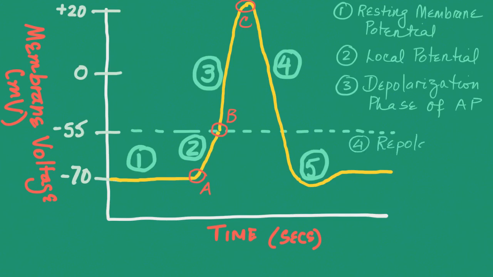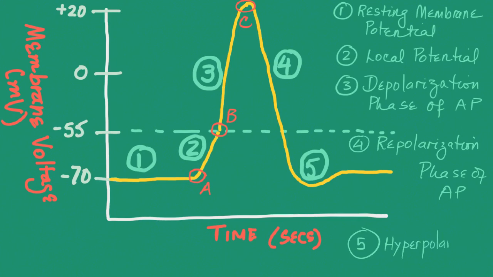Stage 4 is the repolarization phase of the action potential. It ranges from plus 20 to minus 70, or maybe even lower. Stage 5 is the hyperpolarization. It is a very temporary state when the action potential is recovering back to the resting membrane potential.